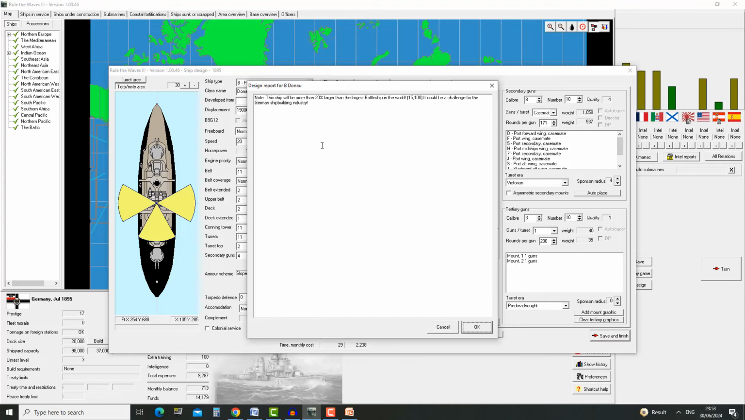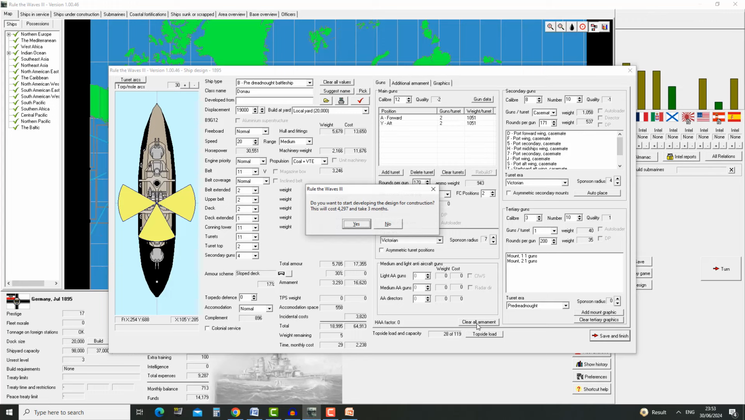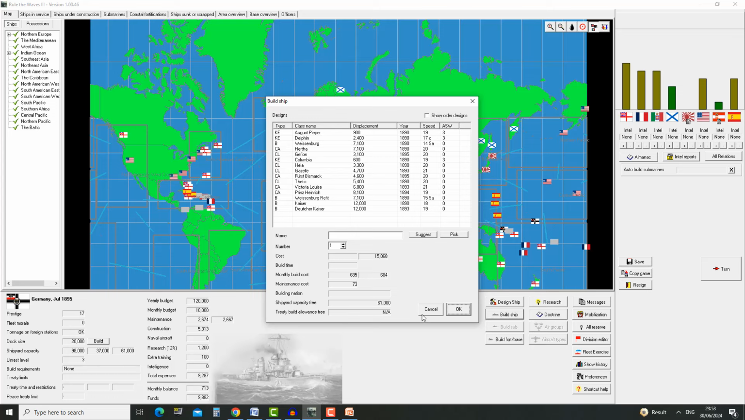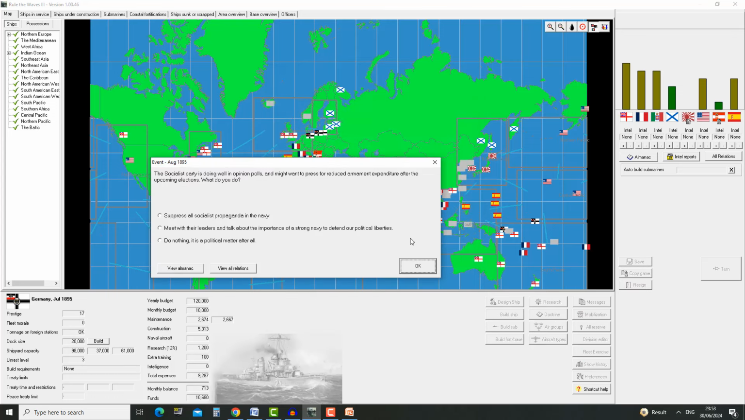Okay, it's gonna be 20% larger than the largest battleship in the world. It would be a challenge for the German shipbuilding industry. I'm okay with it. It's gonna cost us 4,297 and take 3 months. We're gonna pay for that, and we're gonna keep the monthly balance as it is. So let's end the turn, see what the game will bring.